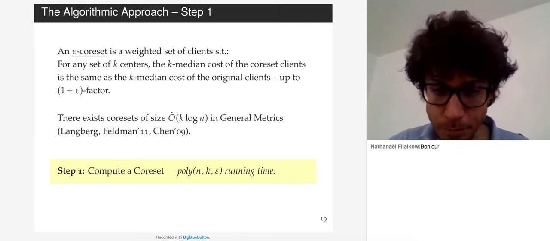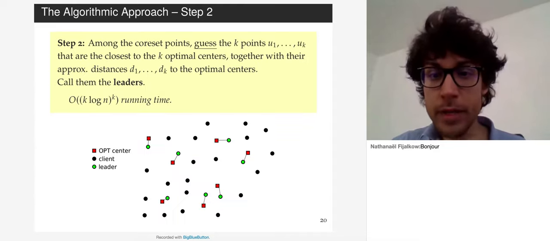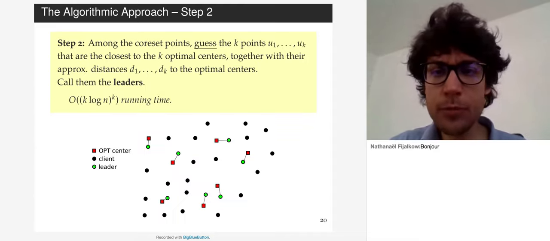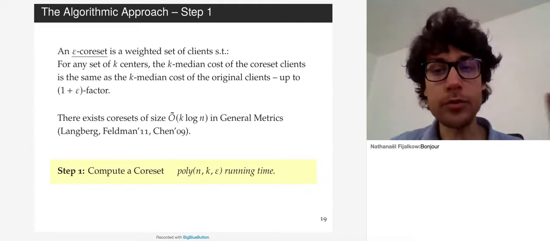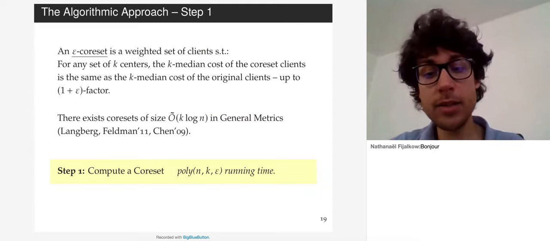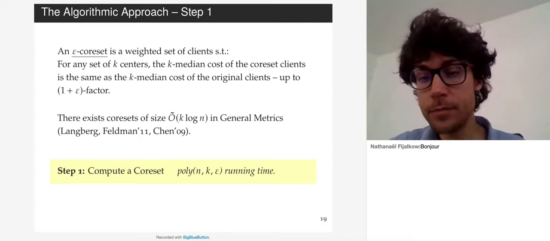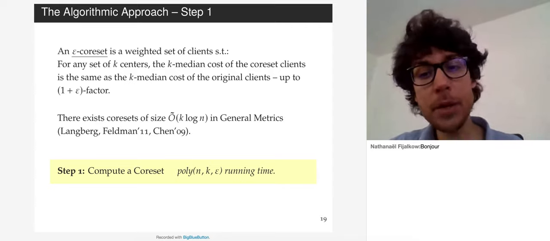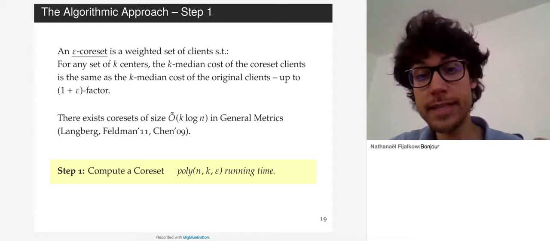Okay, so I'm going to now go to the second step. So the first step should be clear, right? It's a black box. I didn't tell much. We just reduce the size of the input to k log n. Now, from now on, forget about input of size n. We work with input of size k log n.